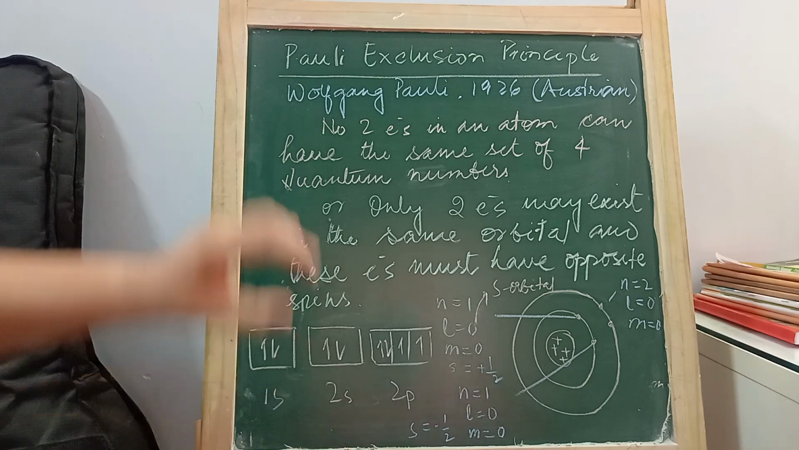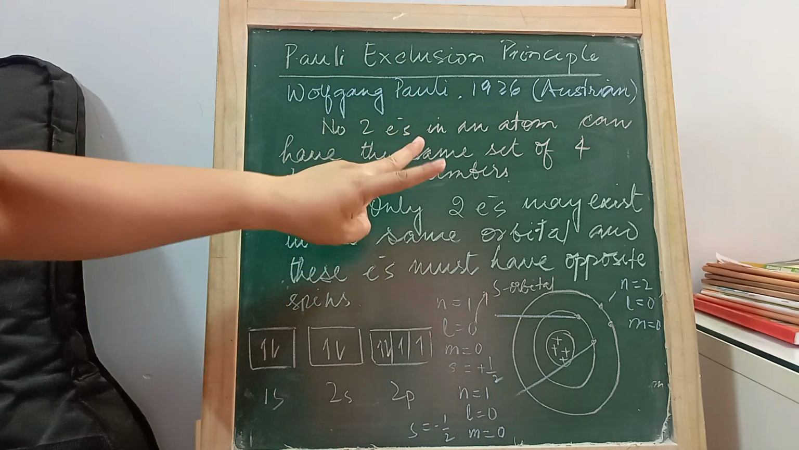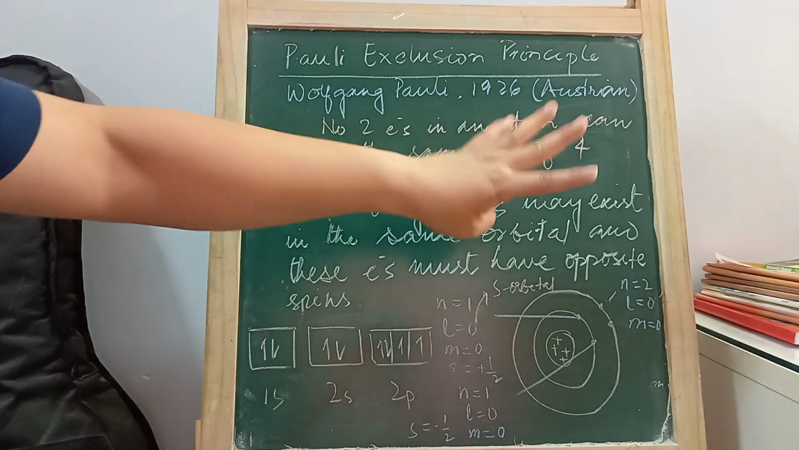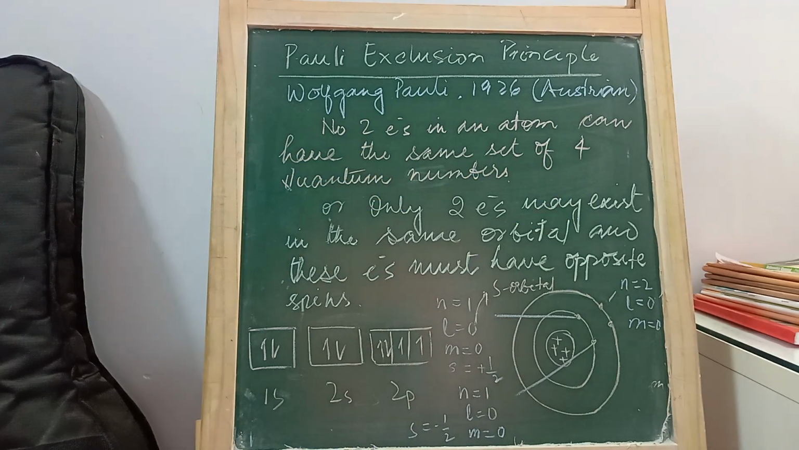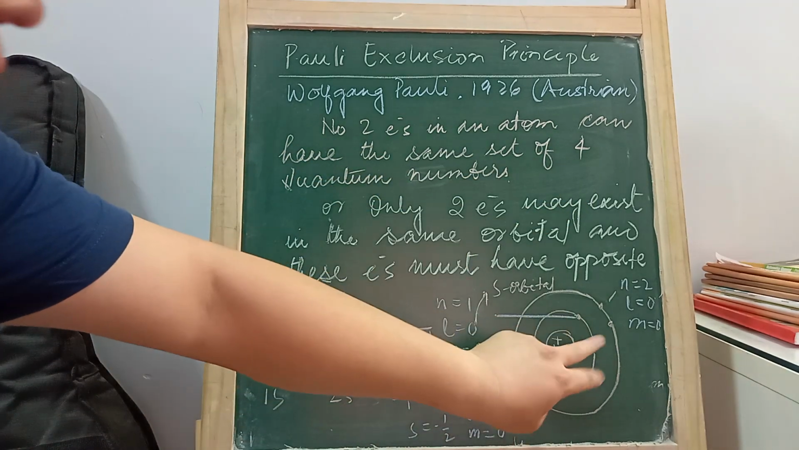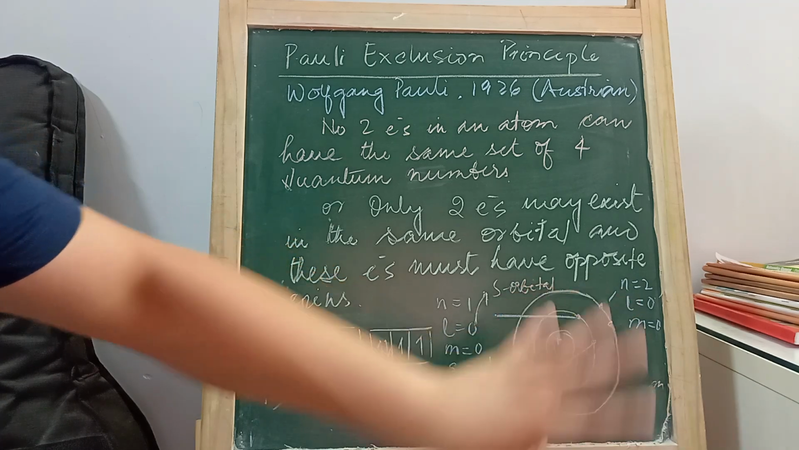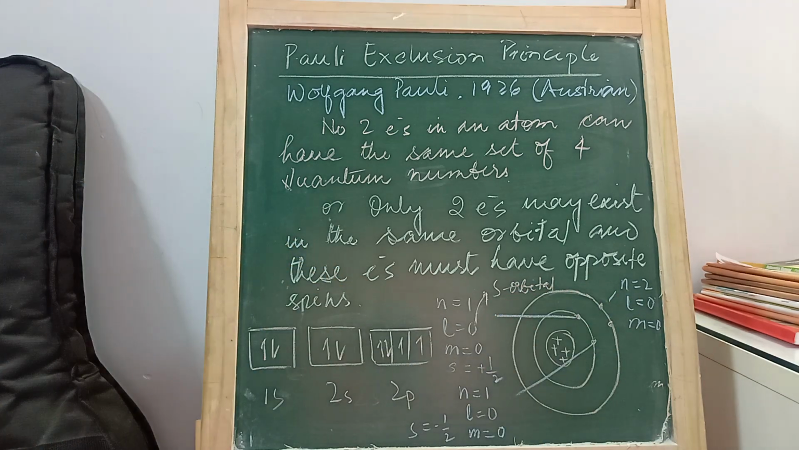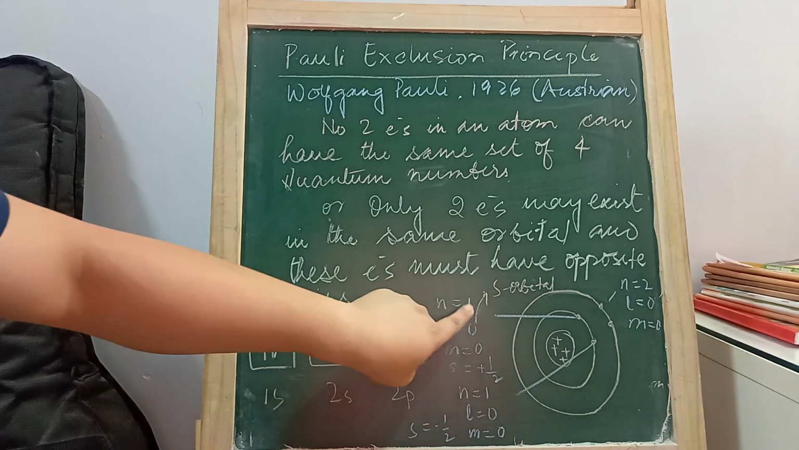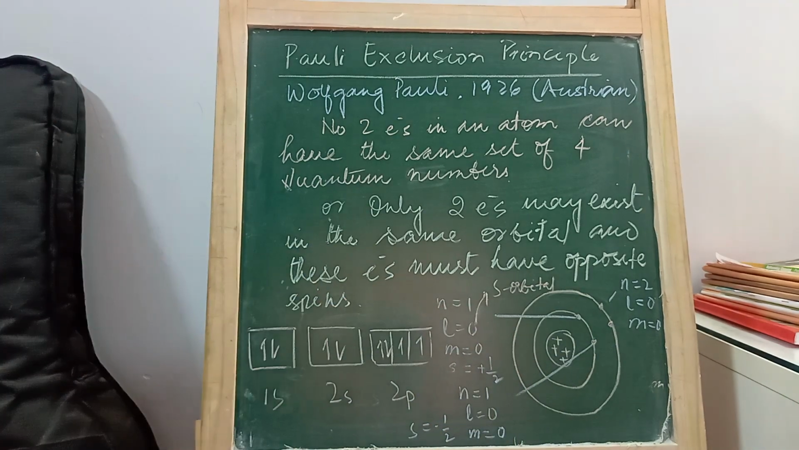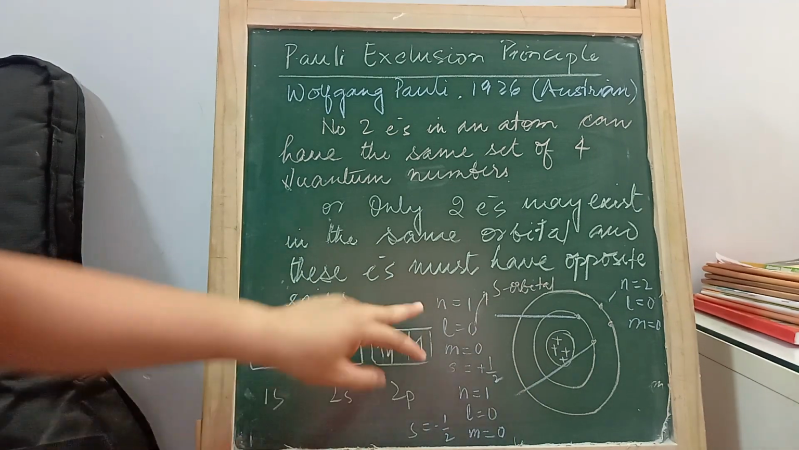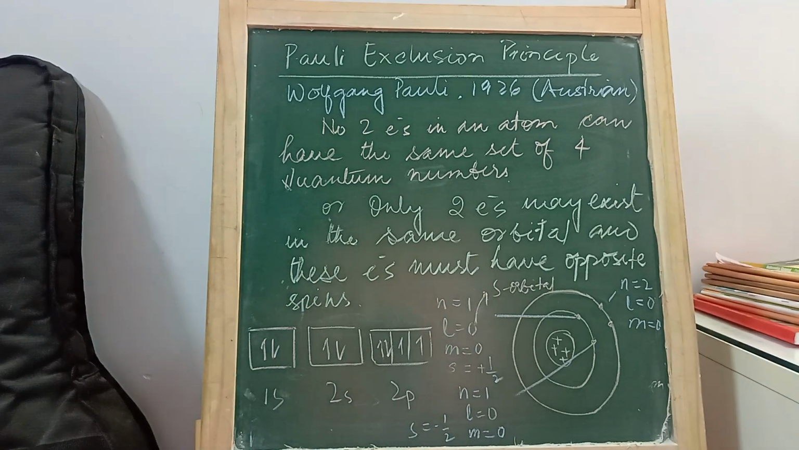So Pauli says that no two electrons in an atom can have the same set of four quantum numbers, right? So let's try to find out for these two electrons. These two electrons are in the first shell, 1s, and let's see what the four quantum numbers are for these two electrons. Since it is in the first shell, n equal to 1, the principal quantum number n equals 1, which also signifies the energy. Since n equals 1, there is only one possible value of l, the azimuthal quantum number. It will be 0.